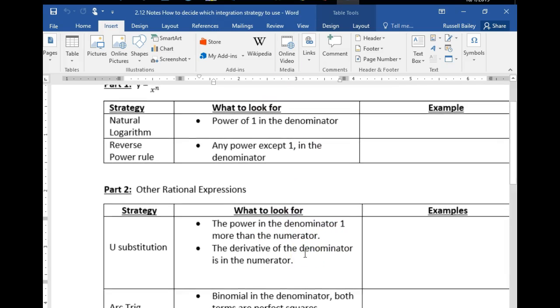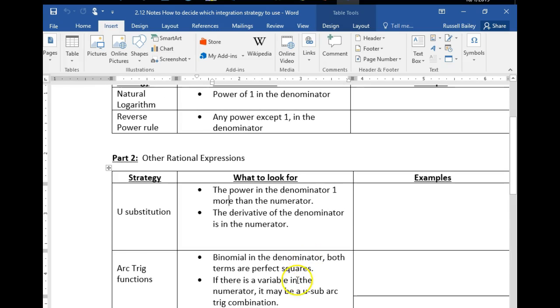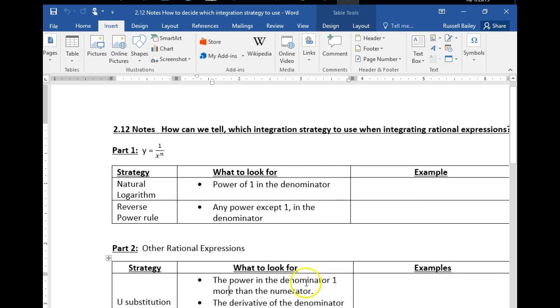The issue is the rational expressions. If you don't know what a rational expression is, it's anytime you have basically a fraction with letters in it. So the issue is we've learned a lot of different integrals with fractions and letters in them, and they all have different strategies. And the question is, how do you know when to use each strategy? Well, let's start with something easy.